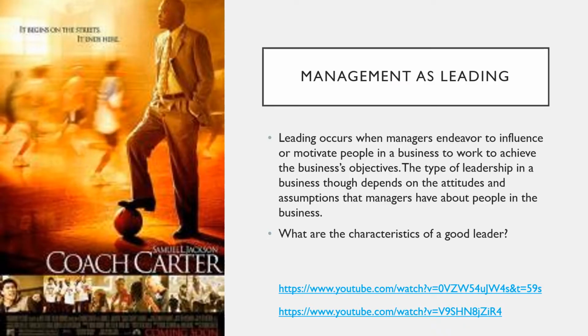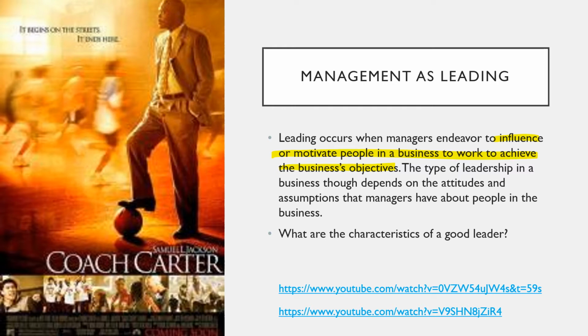So when we're looking at management, leading is all about influencing or motivating people in the business place in order to work to achieve the business's objectives. So whether the business's objectives are to improve customer service or to increase profits or increase market share, a leader and a good manager that leads their teams or those below them is someone who is able to influence and motivate them to work in order to achieve those goals. And that's all about the attitude of the manager and how they deal with people.